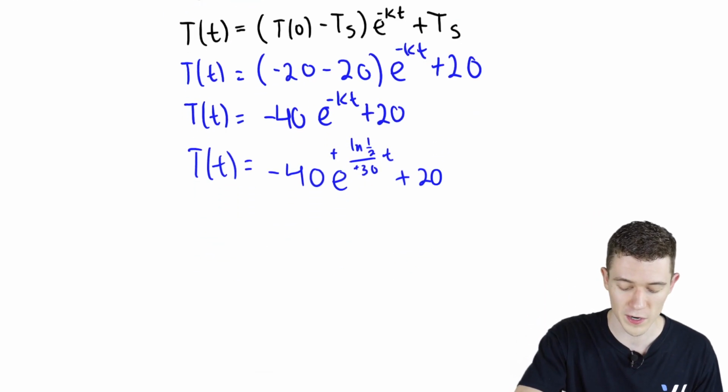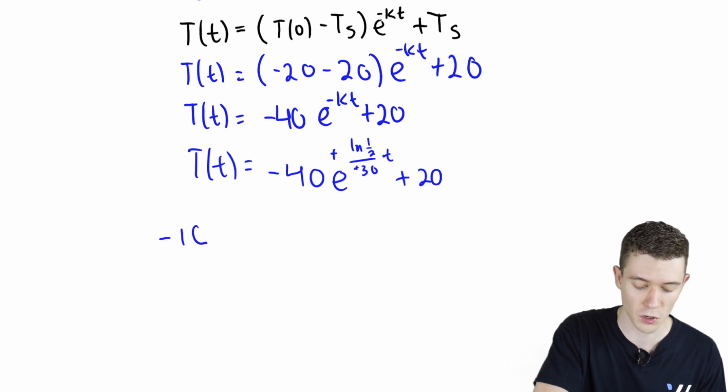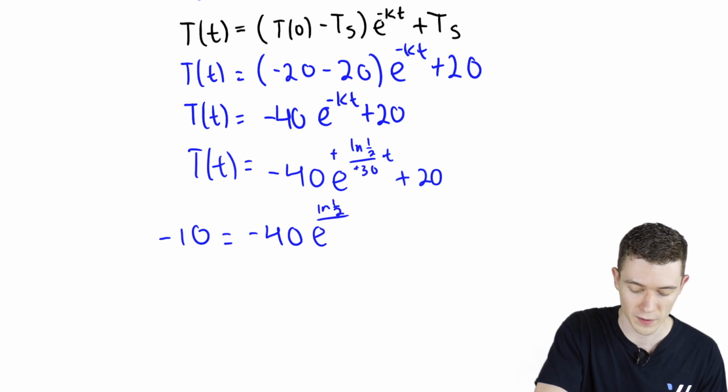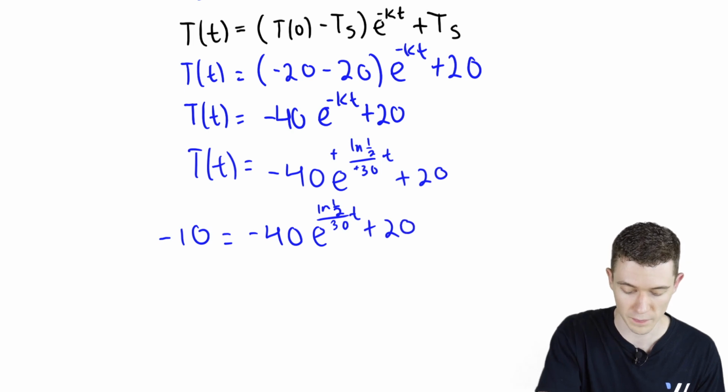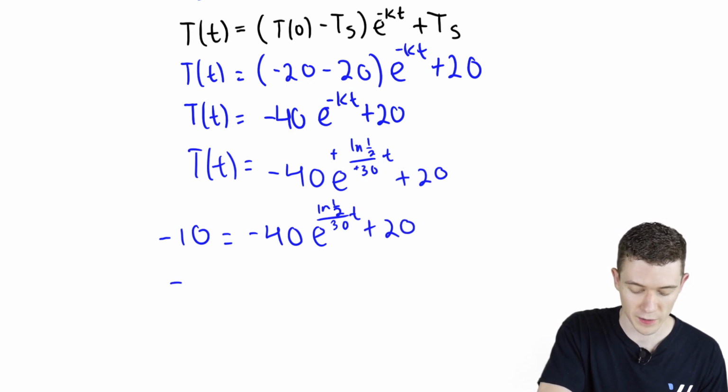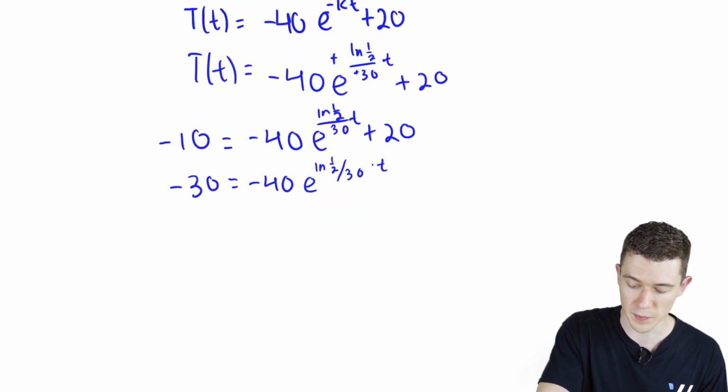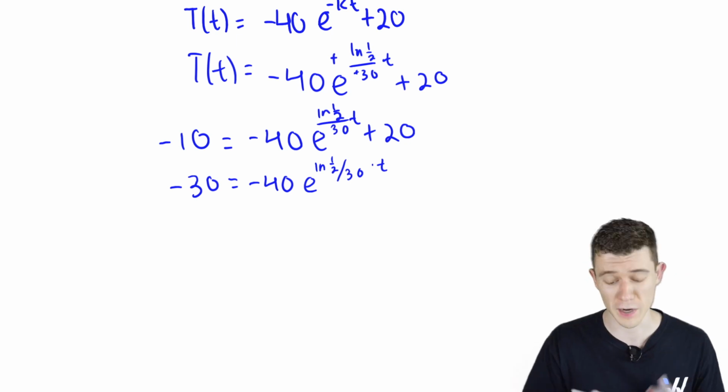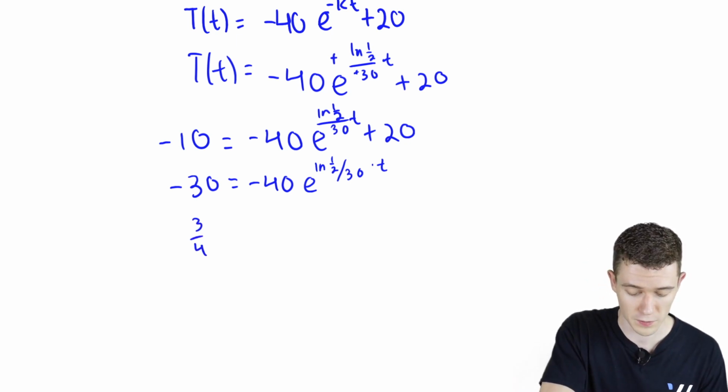We can set our equation equal to negative 10, solve for t. It'll be a very similar process. Negative 10 equals minus 40 e to the natural log of 1/2 over 30 times t, plus 20. A similar process, subtract 20. Negative 10 minus 20 is minus 30, equals minus 40 e to the natural log of 1/2 over 30 times t. Divide both sides by a negative 40. Negative 30 over negative 40, this should be 3/4, equals this e.